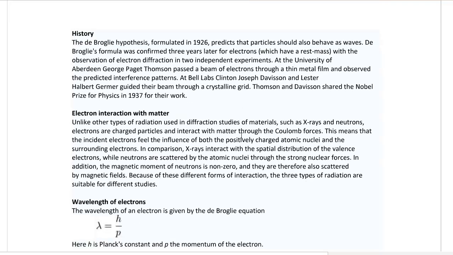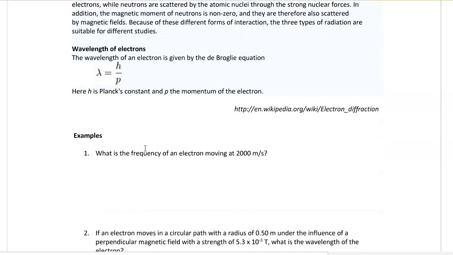Now, that eventually led to the fact that electron interaction with matter, unlike other types of radiation used in diffraction studies of materials such as X-rays and neutrons, electrons are charged particles and interact with matter through Coulomb's forces, right? Because of Coulomb's law. That means that electrons can be influenced both by positively charged atomic nuclei and the surrounding electrons. And eventually we get to this formula.